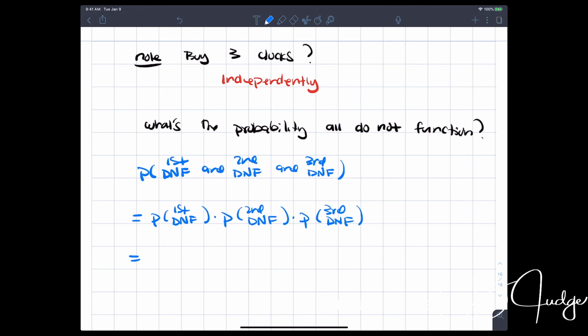Okay, as you guys have seen before, the chance the first clock does not function is 0.02. The chance the second clock does not function is 0.02. The chance the third clock does not function is 0.02, because they all operate, once again, independently. They're independent of one another.